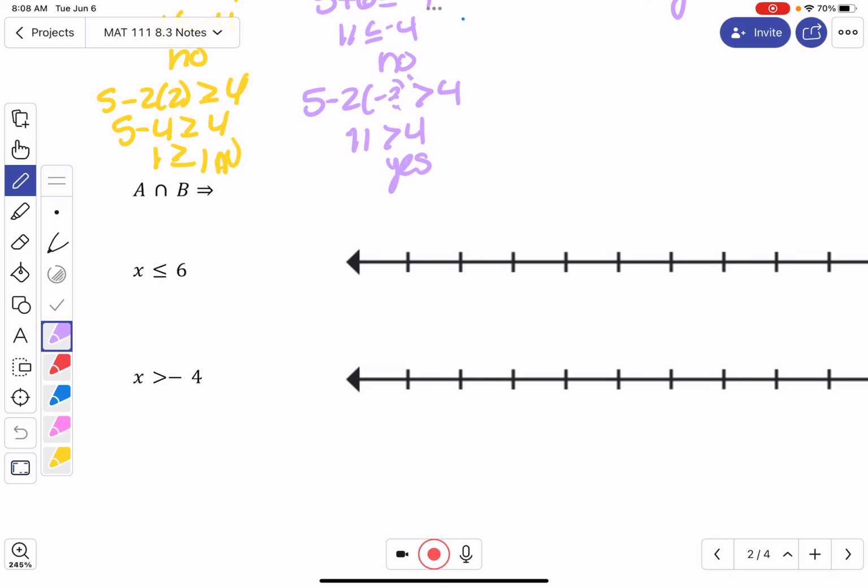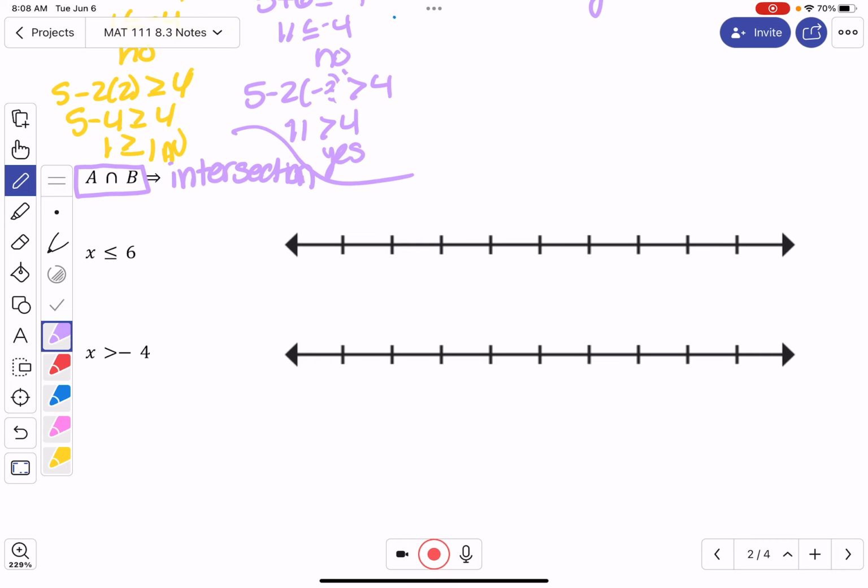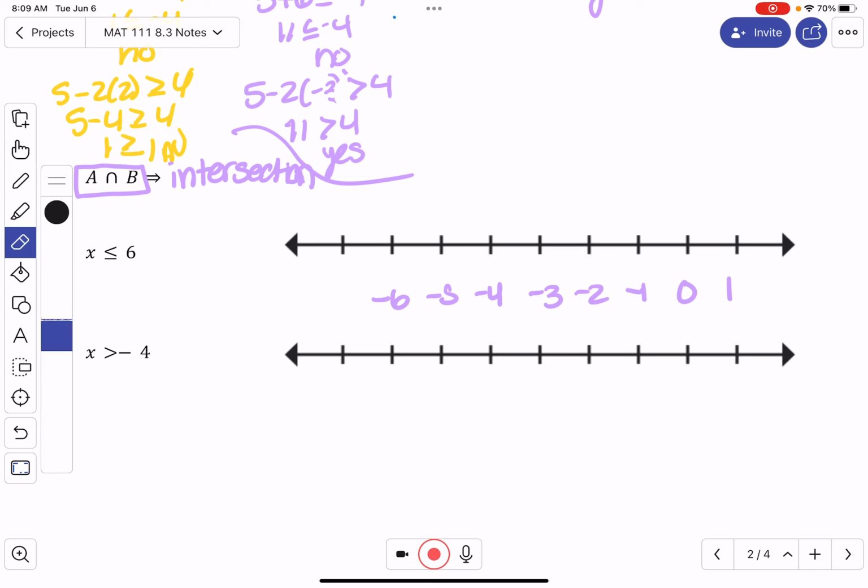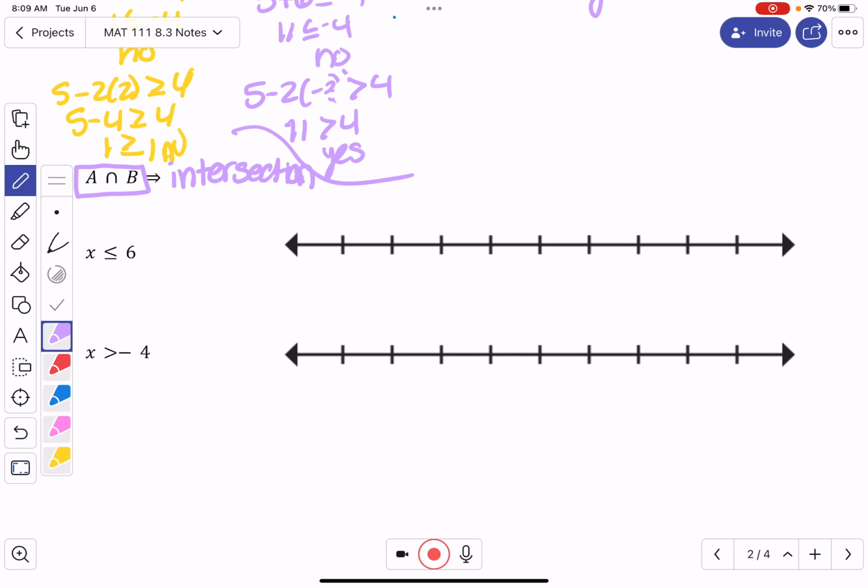When you see something written like this, that upside down U shape means intersection. It represents "and." So where do A and B overlap? If we were graphing on a number line, let's say this is -6, -5, -4, -3, -2, -1, 0, 1. Nope, that's not going to do what I want. Let's go by twos: -6, -4, -2, 0, 2, 4, 6, 8, 10.